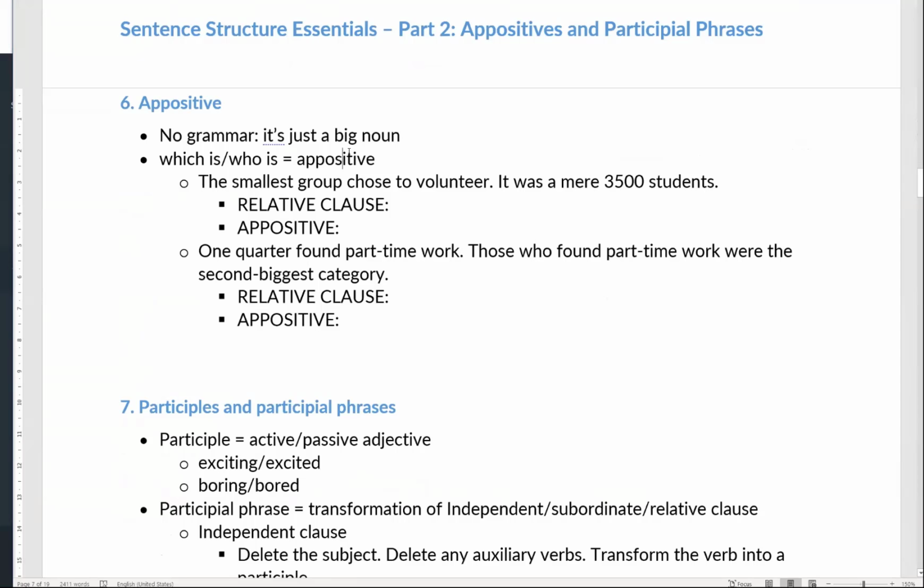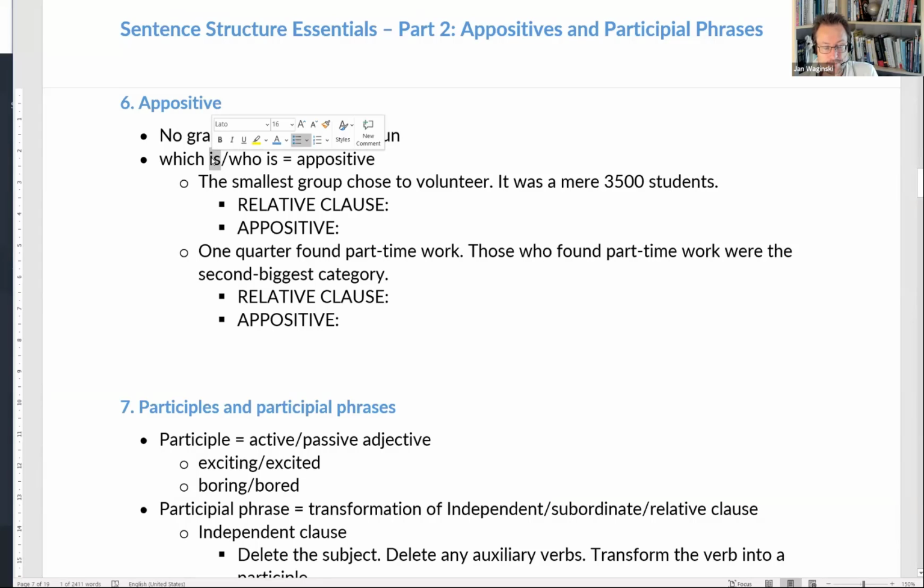A good indicator that you can use an appositive is when you have something like which is or who is. The verb to be really means equals, like he is a doctor. It really means he equals doctor. So we've got this really short construction that can work quite well.